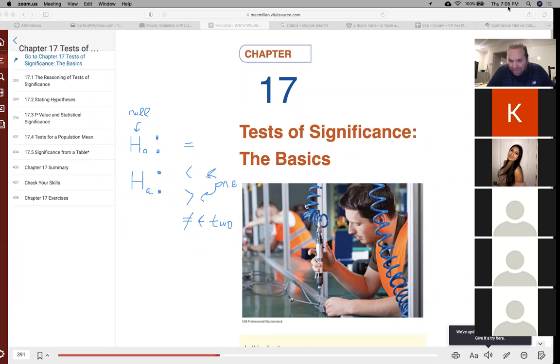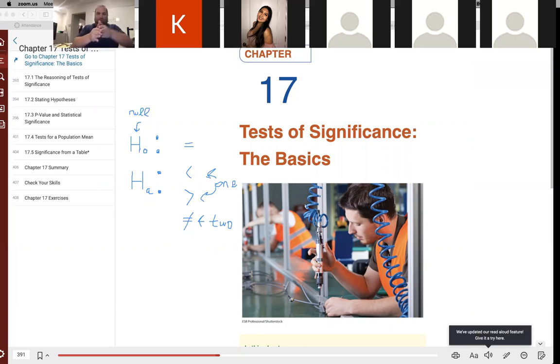Hold on, someone texted. Greater than, less than, not equal, one-sided hypothesis test versus a two-sided, right? One side or two sides, right? A one-sided hypothesis test or a two-sided hypothesis test.